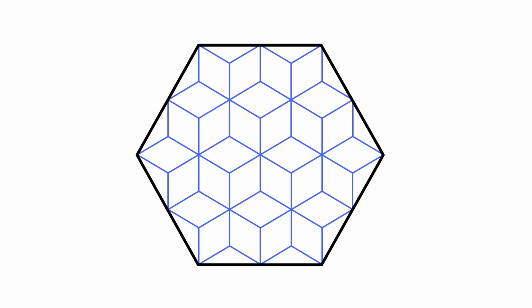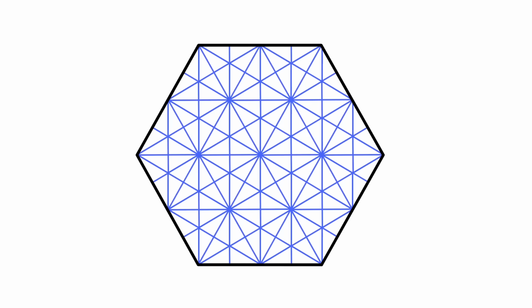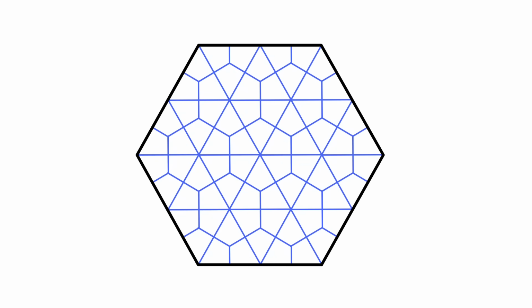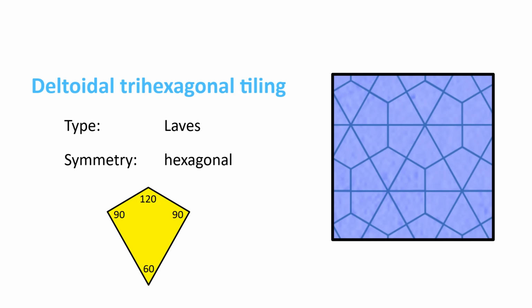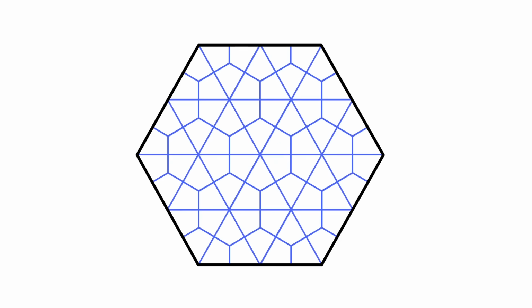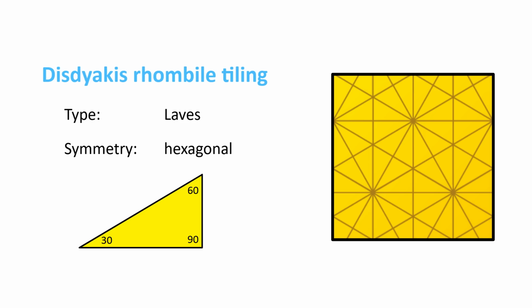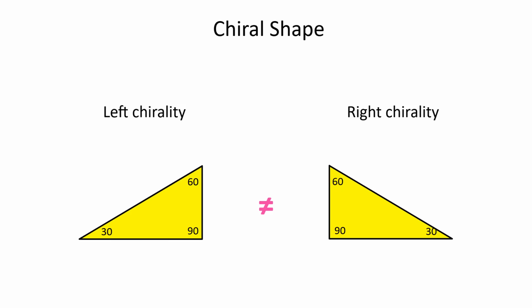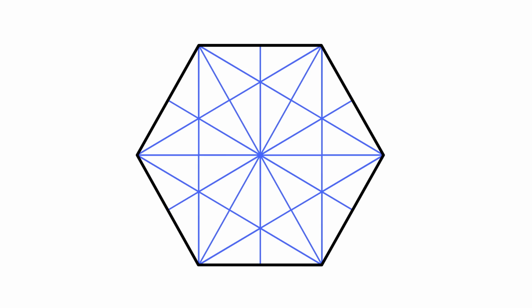However, the rhombi can themselves be subdivided, resulting in this. It's made of everyone's favorite, the 30-60-90 triangle. If you remove the original edges, you get the deltoidal trihexagonal tiling, which is made of kites. It can alternatively be constructed by overlaying the dual triangular and hexagonal tilings. But let's get back to those 30-60-90 triangles. This is actually our first time seeing a chiral shape, which means it doesn't equal its mirror image. The different versions are called chiralities, and the tiling contains an equal amount of both.